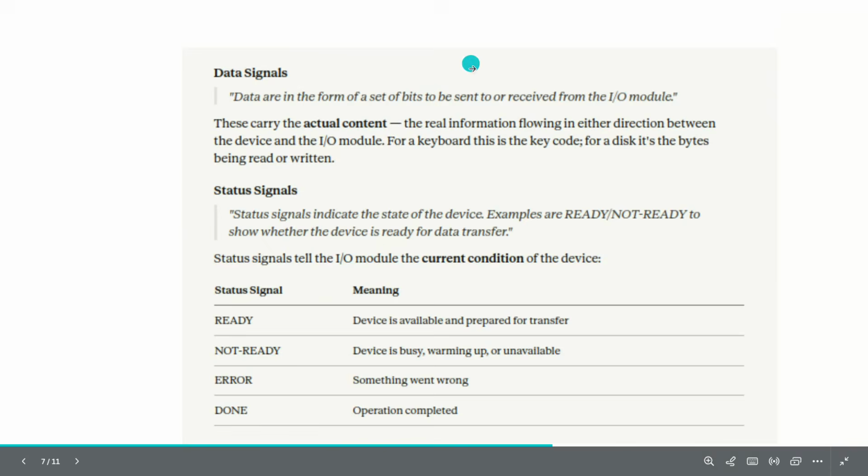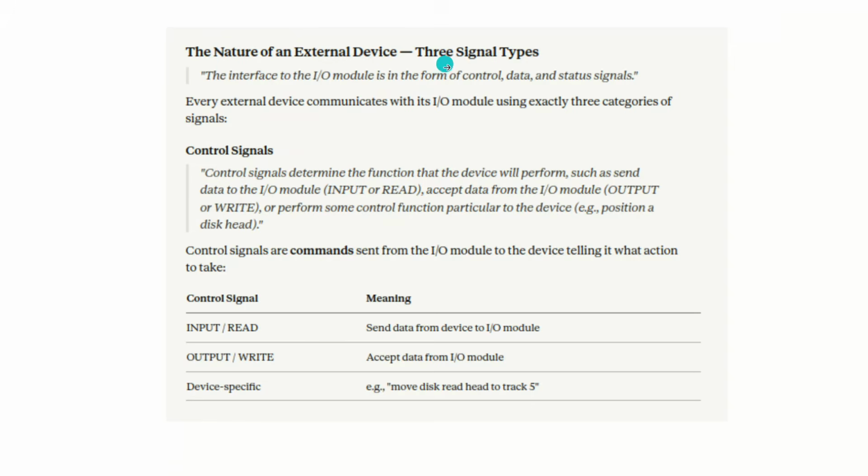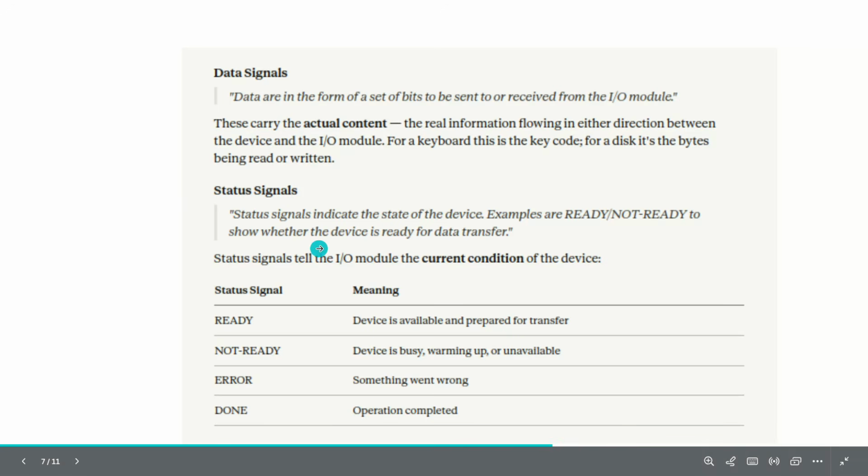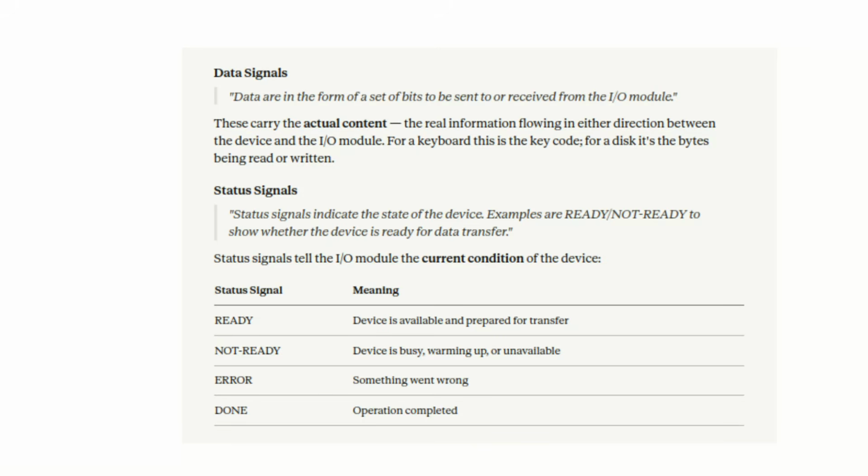So we have understood this part. Then I told you there are three signals. We have control signals. Control signals are commands coming from the IO module which tell the device what it has to do, whether it has to send the input, whether it has to accept the input, whether it has to do some device-specific functions and so on. Data signals are the actual data. If it is a keyboard, then the key code would be there, the actual content which has to be transferred between them. If it is a disk, there are bytes for reading and writing. Status signals tell us the current status, the state in which our device currently is. It can be ready, not ready, done, or error.